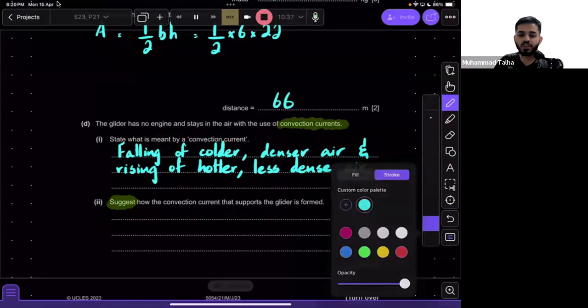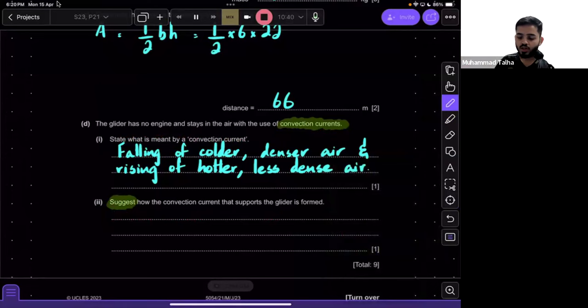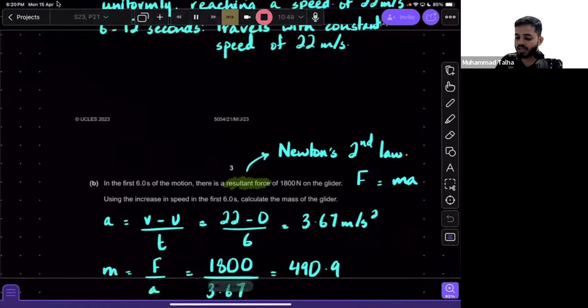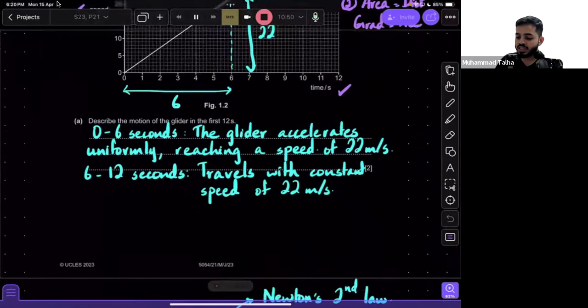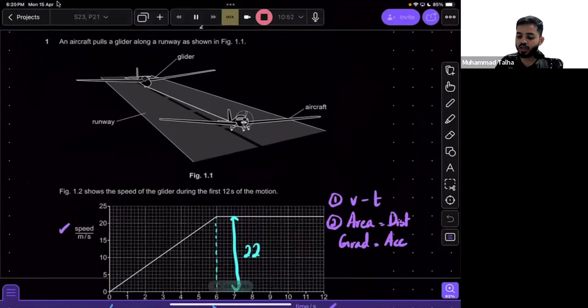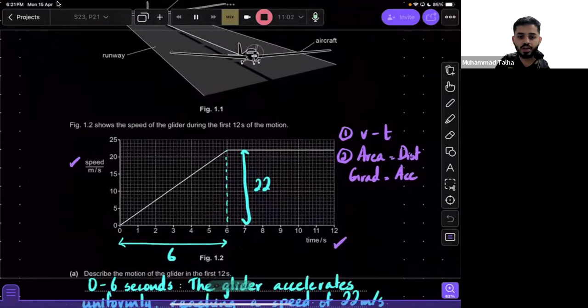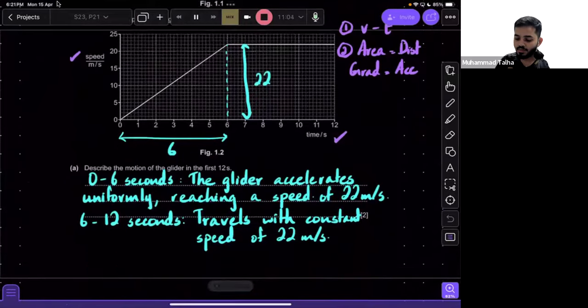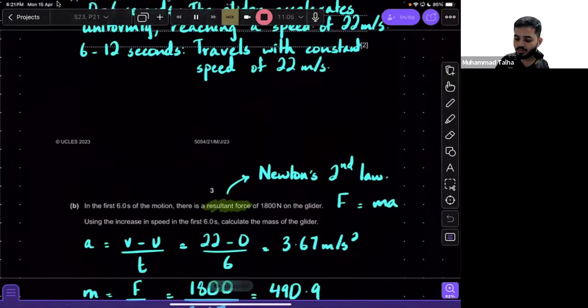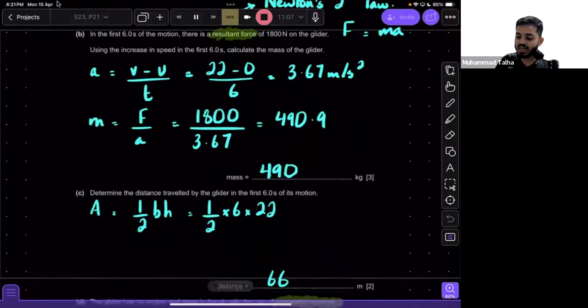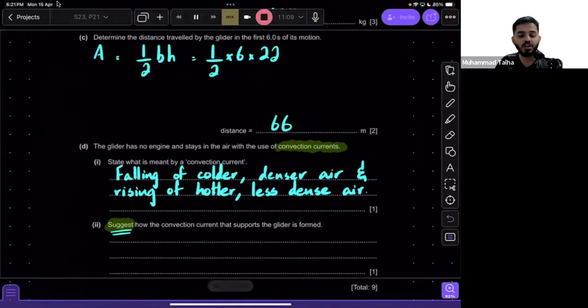So there could be a lot of ways in which you can talk about this. Also, this question is slightly weird, so the examiner was also willing to give out marks for a variety of responses. First off, if we go back to the diagram again, we can see that the glider is pulled along by the aircraft, right? And right now, we don't even know if it's taking off or not. It's not very clear. Then it says it does stay in the air with the use of convection currents.